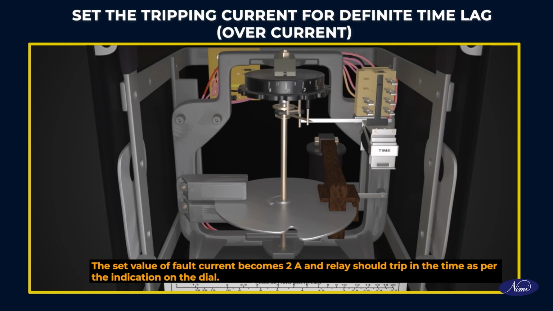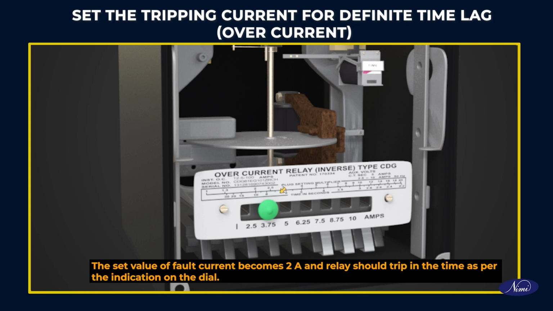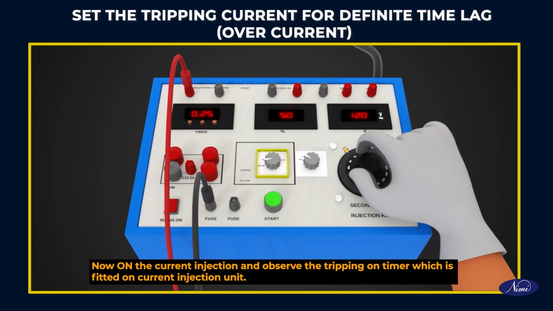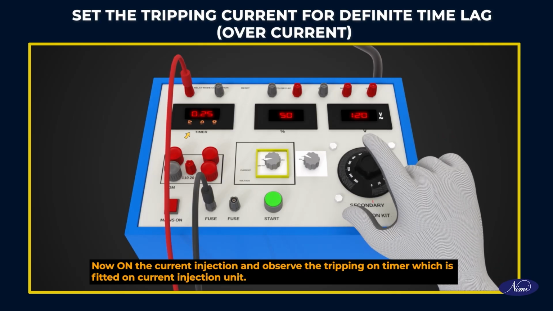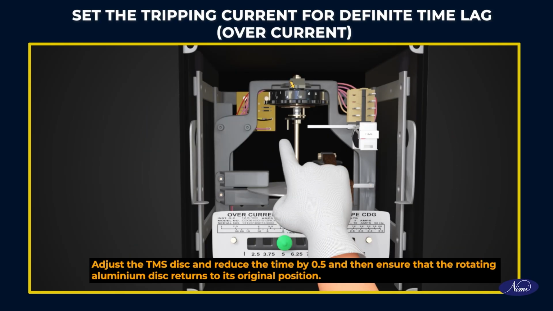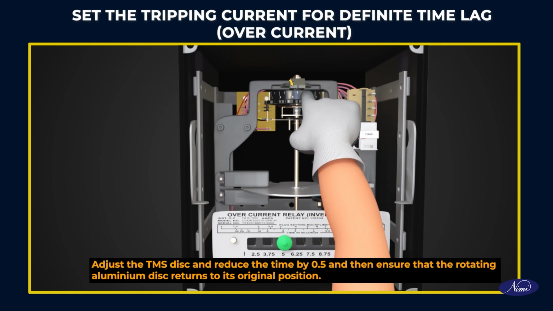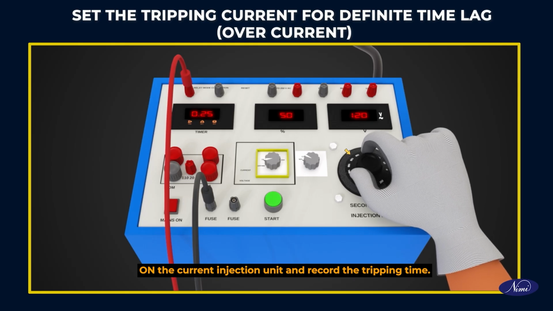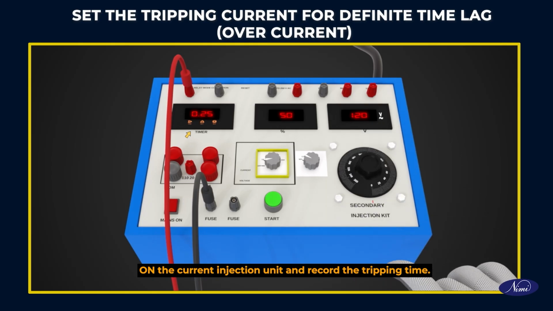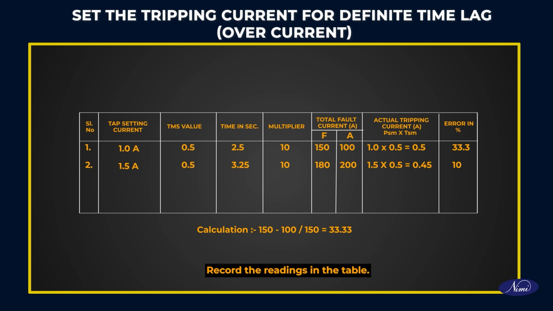The set value of fault current becomes 2 amperes and relay should trip in the time as per the indication on the dial. Now, on the current injection unit and observe the tripping on timer which is fitted on the current injection unit. Adjust the TMS disc and reduce the time by 0.5 and then ensure that the rotating aluminium disc returns to its original position. On the current injection unit, record the tripping time. Record the readings in the table.